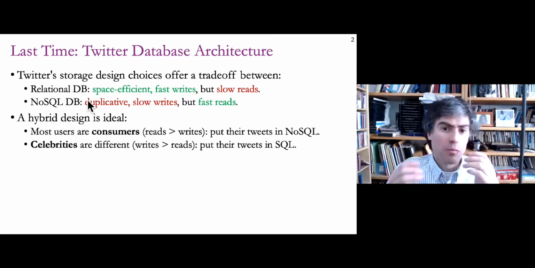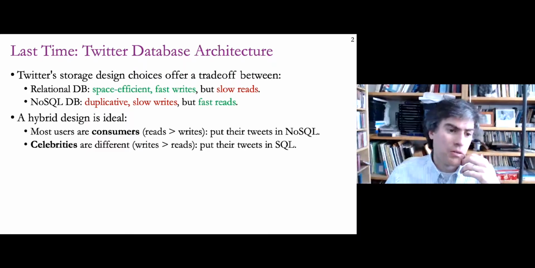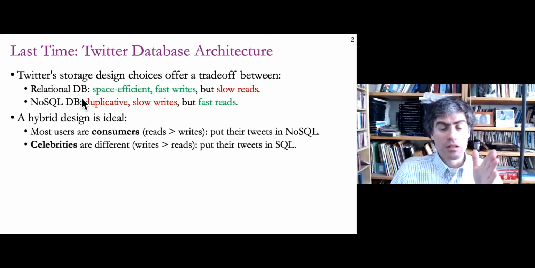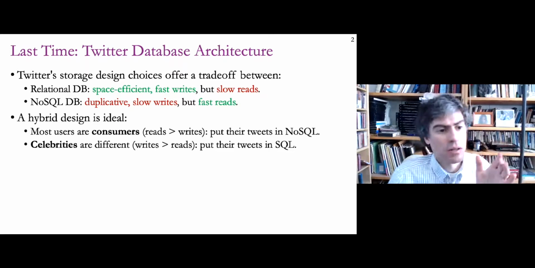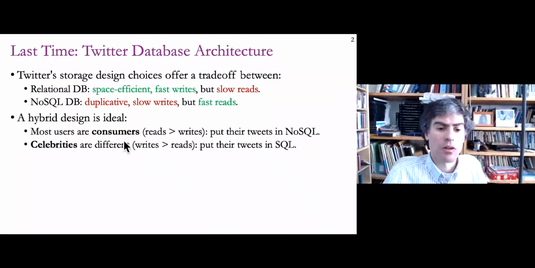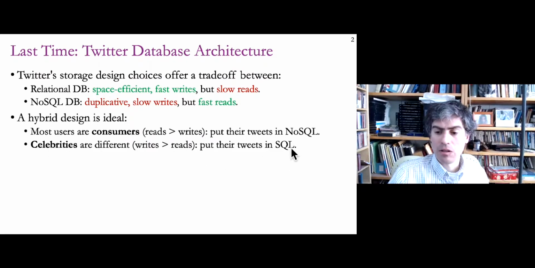And so this is a new idea: storing the exact same data in two different kinds of databases, just having a subset of the users' data in one type versus the other, because you have a diversity in your users. Some of the users, we call them consumers, have a lot more reads than writes, whereas for celebrities, the impact of their writes is much greater on the system as a whole compared to the impact of their reads. So it makes sense to put them in a relational database instead of a NoSQL database.